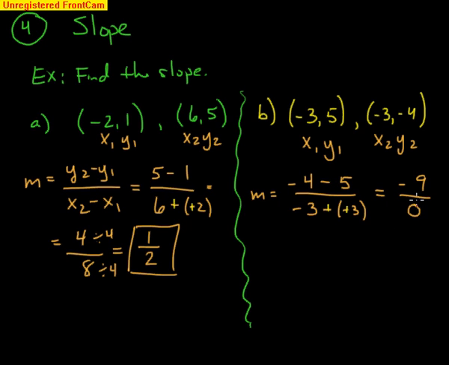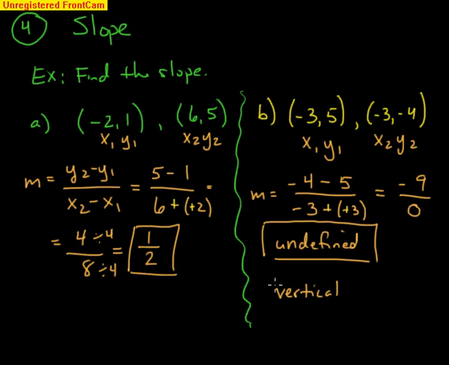Uh-oh. We got a 0 involved in our slope. So it's either going to be an answer of 0 or undefined. When the 0 is on the bottom, the answer is undefined. So this is undefined. So you answer with the answer undefined. And I also want, remember when I said undefined, I want to know what special kind of line it is. It's vertical.